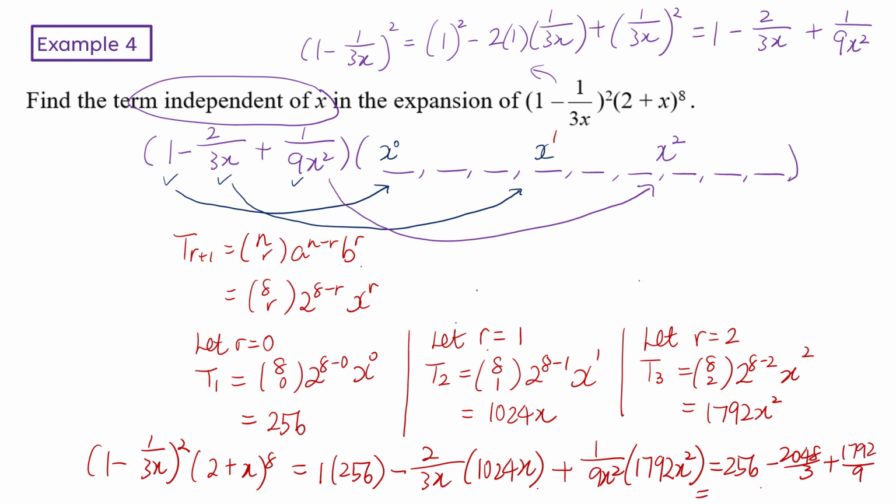And that will give me 256 minus 2048 over 3 plus 1792 over 9. That gives me negative 2048 over 9. So this is the term that is independent of x in the expansion.